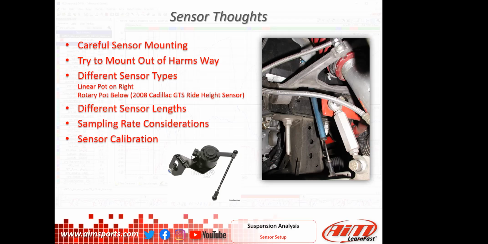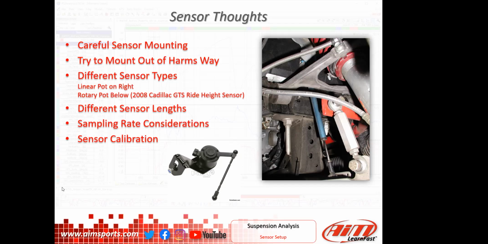This is a pretty inexpensive option for you. GM has had some that we've seen a lot of people use. You can get them in the $30 to $50 range, and they're ride height sensors out of late 2000s General Motors. This one happens to be a Cadillac CTS, but the Camaros, the Corvettes, there are a number of cars that had this type of sensor.